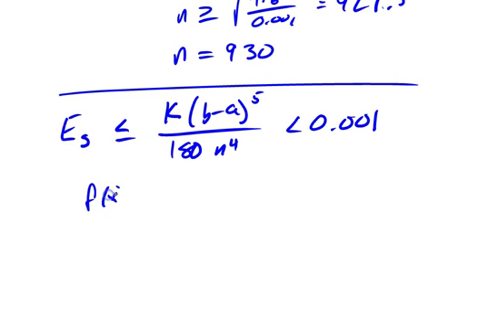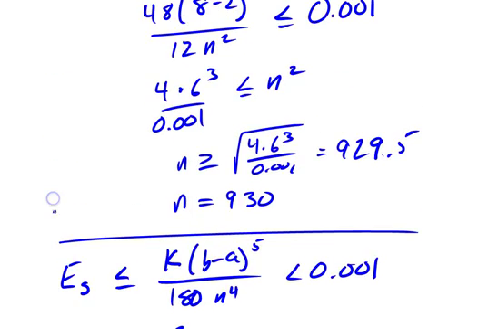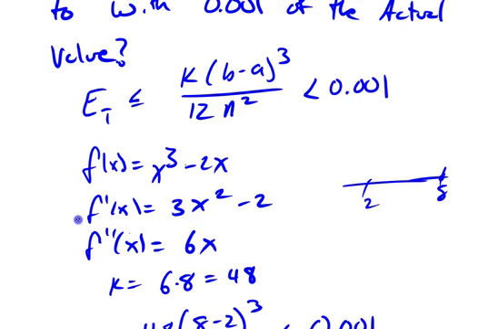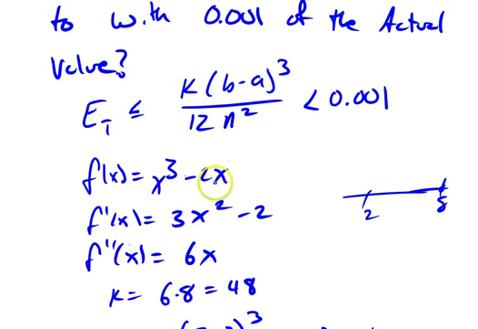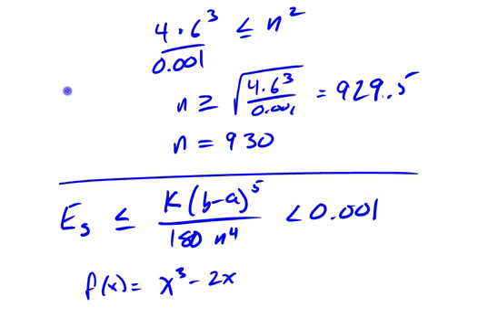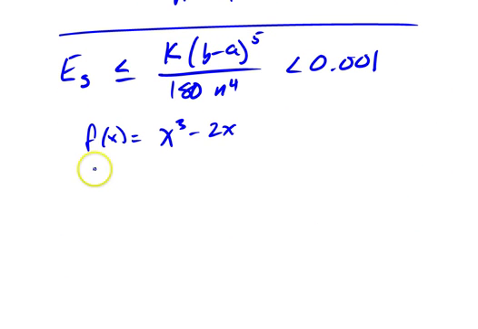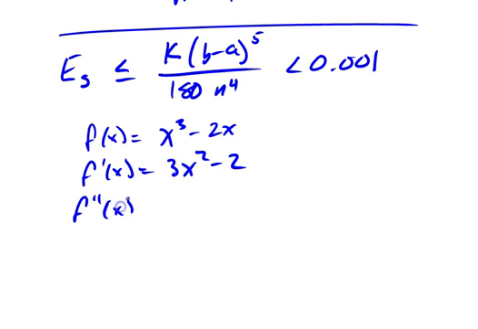The function that I'm dealing with is still x cubed minus 2x squared. No, minus 2x. Let me scroll back up and make sure I've got that right. x cubed minus 2x. That was the function we were dealing with. So the first derivative is the same as it was before. It's 3x squared minus 2. The second derivative is 6x.